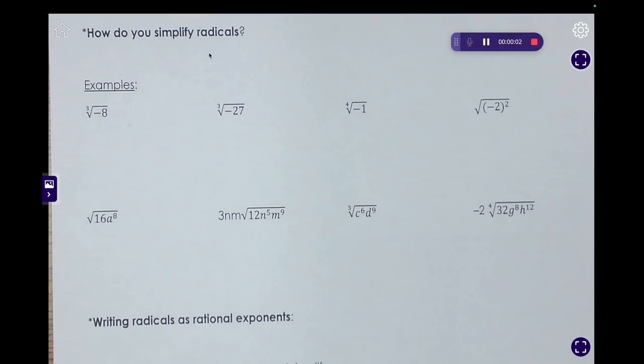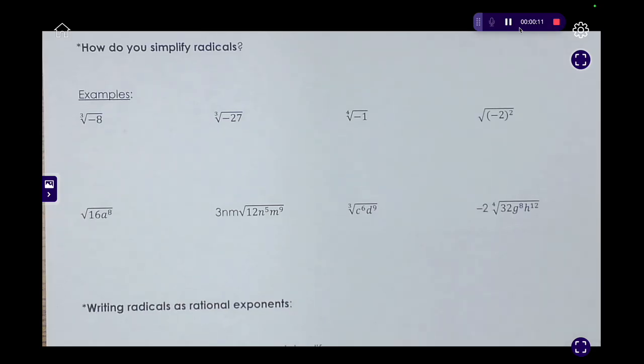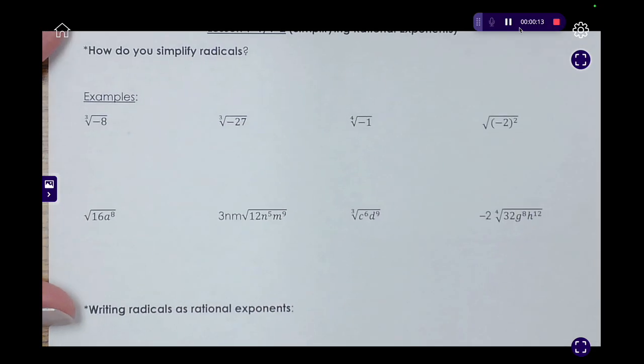Looking at this, we are going to be working with rational exponents and looking at radicals and how to switch back and forth between those radicals and those fractional exponents, okay? So some of this is going to be review.